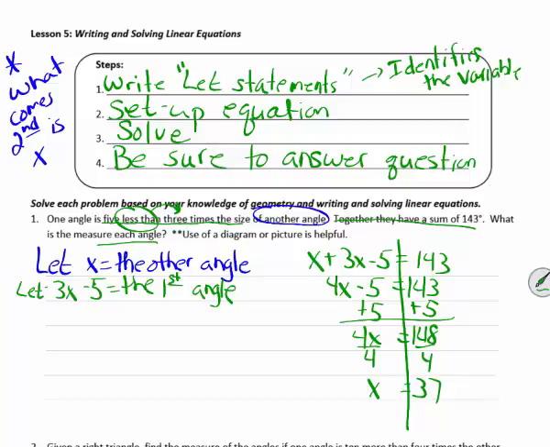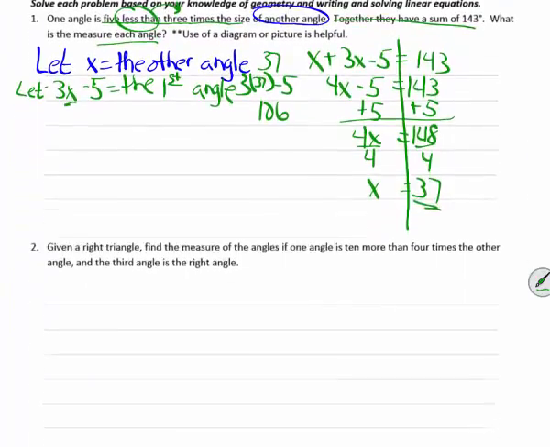So now I know this one, x is 37. I also have to figure out what the other one is. So I have to put 37 in for x and do that math. So I have to do 3 times 37 minus 5, which is going to give me 106. You could have also done 143 minus 37, and it would have gotten you there as well. Okay, let's try another one.